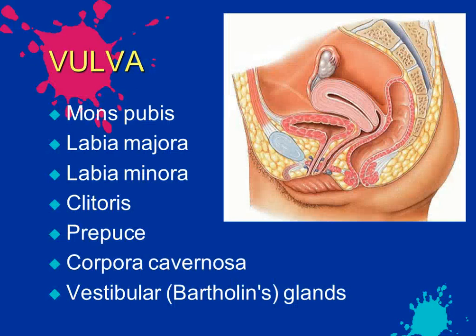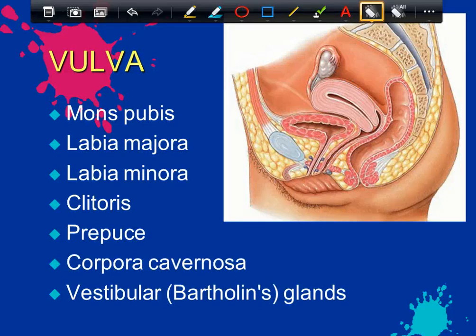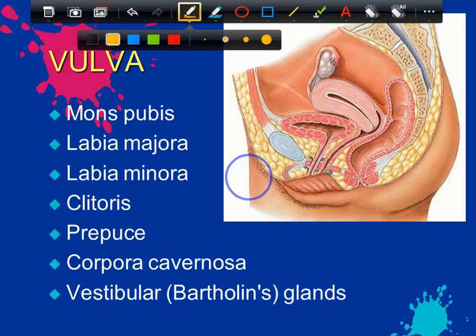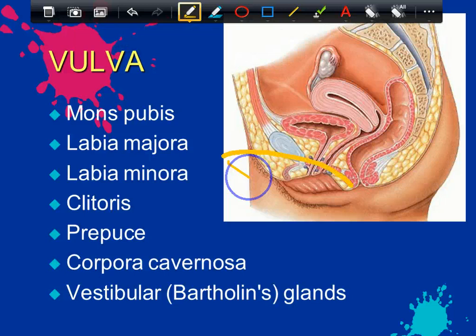Okay, external genitalia, called the vulva. All of this right in here. There we are, in yellow. There's the vulva. Anyway, mons pubis is this thing right there. It's adipose tissue in the front. There's the symphysis pubis, which is where the two pubic parts of the bone come together.